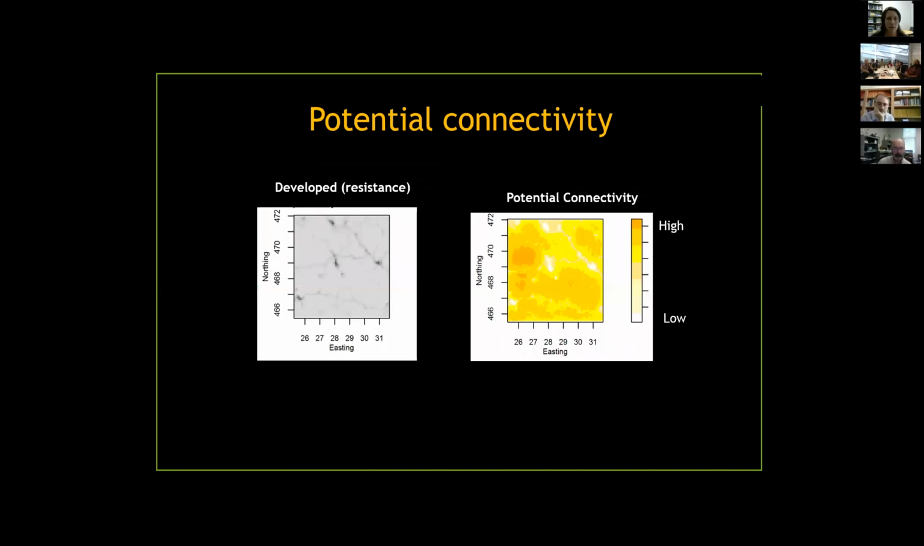And here's an example. On the left, we have the amount of development as a resistance surface, where the black is development and the white is no development. And we can use this to estimate potential connectivity. We can see here that this is the area that has the highest amount of development. If we're just using this as resistance, we can see that the potential connectivity value is highest in this area that has little developed area, so it has lower resistance values.